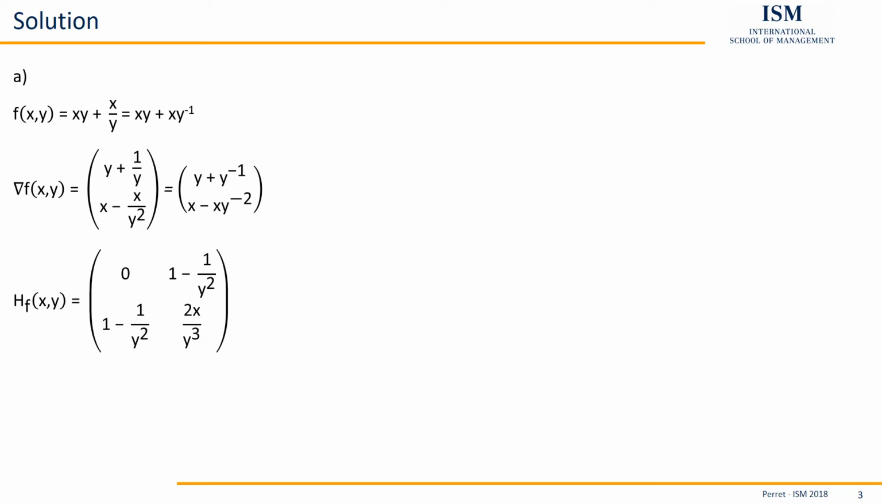Now we take the second one. Then we take the derivative for x, so first y, then x. Then we have x minus x times y to the power of minus 2.